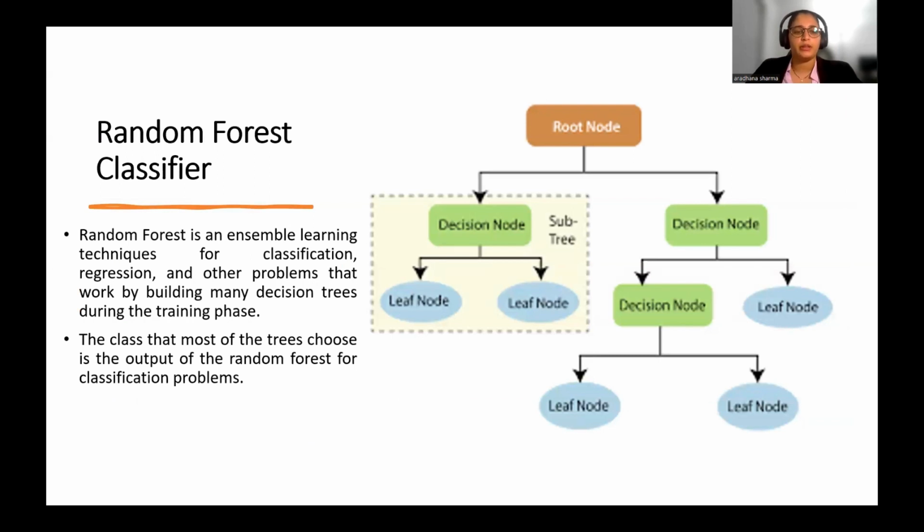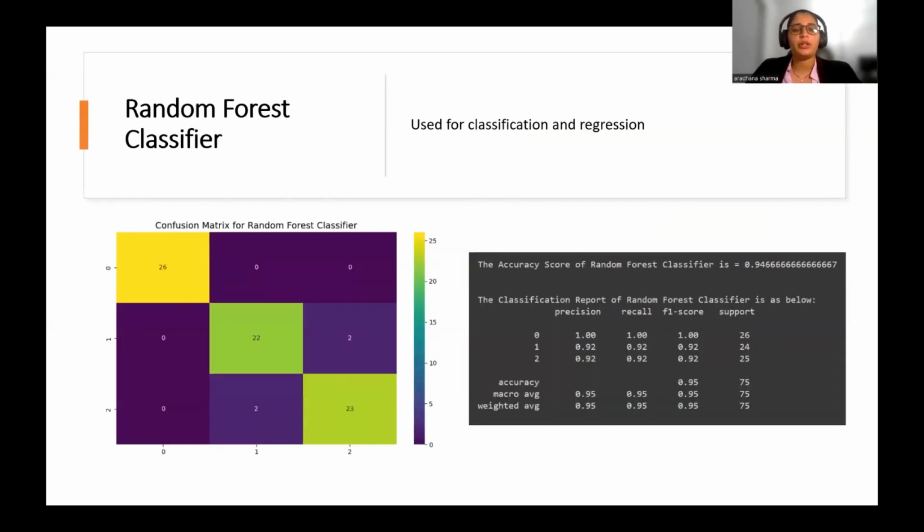Random forest classifier. Random forest is an ensemble learning technique for classification, regression, and other problems that work by building many decision trees during the training phase. The class that most of the trees choose is the output of the random forest for classification problem. Random forest classifier can be used for classification and regression.